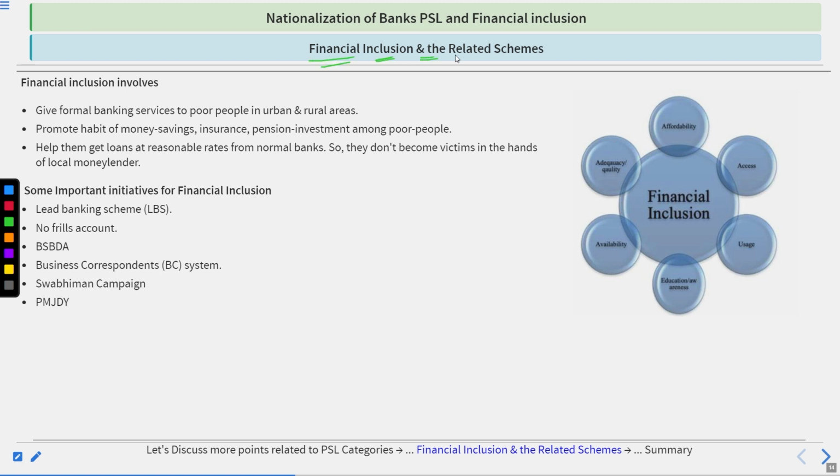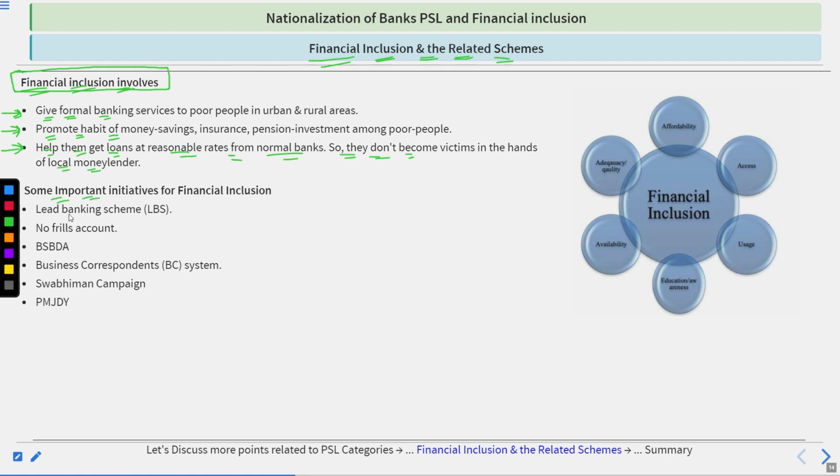Financial inclusion and related schemes. Financial inclusion involves giving formal banking services to poor people in urban and rural areas, promoting the habit of money savings, insurance, pension and investments among poor people, and helping them get loans at reasonable rates from normal banks so they don't become victims in the hands of the local moneylender.